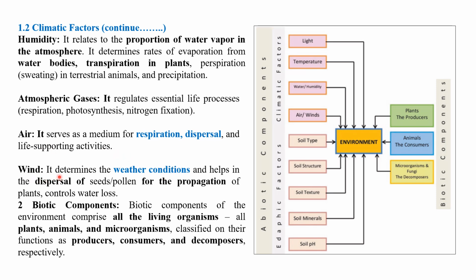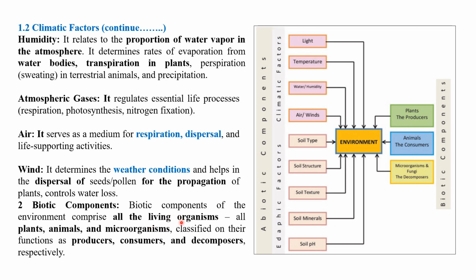The next climatic factor we can see is wind. It determines the weather conditions, and helps in dispersion of seeds or pollens from one location to another location. Right? That's why it is written here. The wind helps in the propagation of plants, seeds or pollens, and also controls water losses.